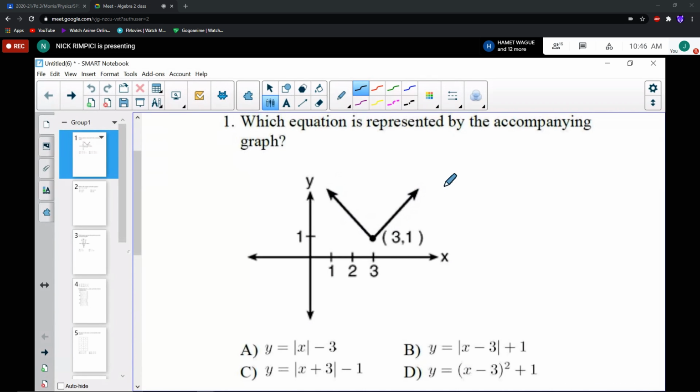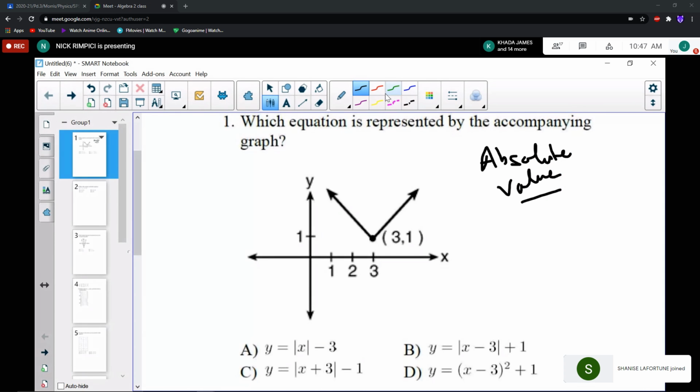is an absolute value function. It's like one of the first lessons we did at the very beginning of the year. We talked about the parent functions, and this one, based on its shape, we can tell that it's absolute value. So I know this is something to do with absolute value. Okay, I know that much.